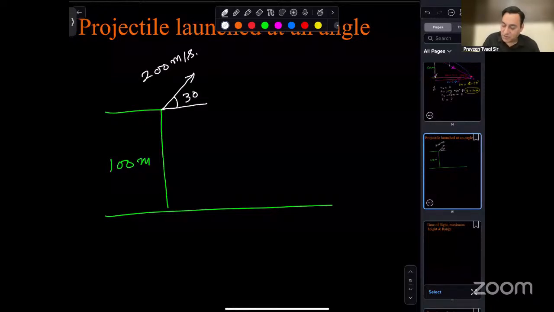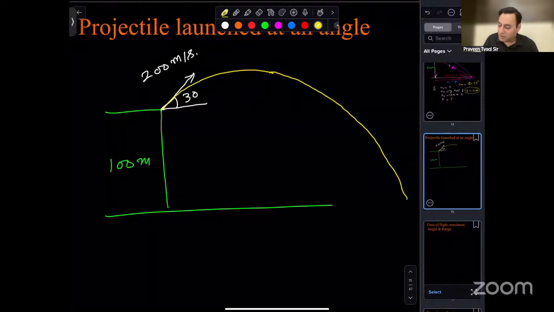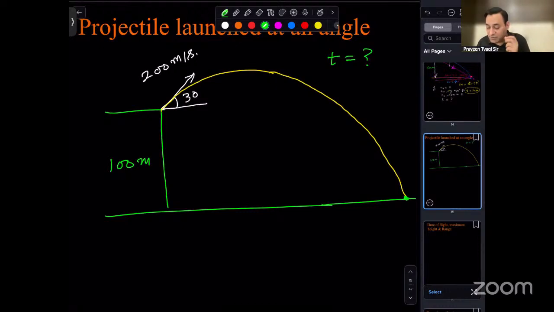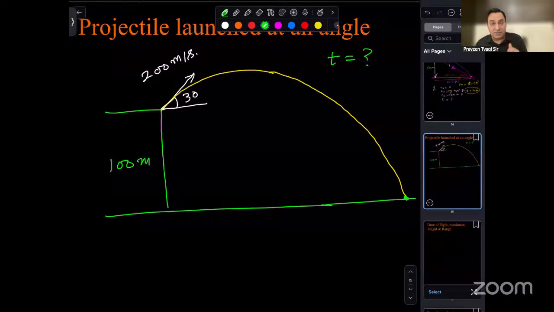And if I ask you, what is the total time of flight? It will go like this. It will not fall at the same level, but it will fall on the ground. And only one equation will give you the correct answer. If you have paid attention, tell me the total time of flight. After how much time will it hit the ground? And with this one question, I'll move ahead and we'll do other stuff.